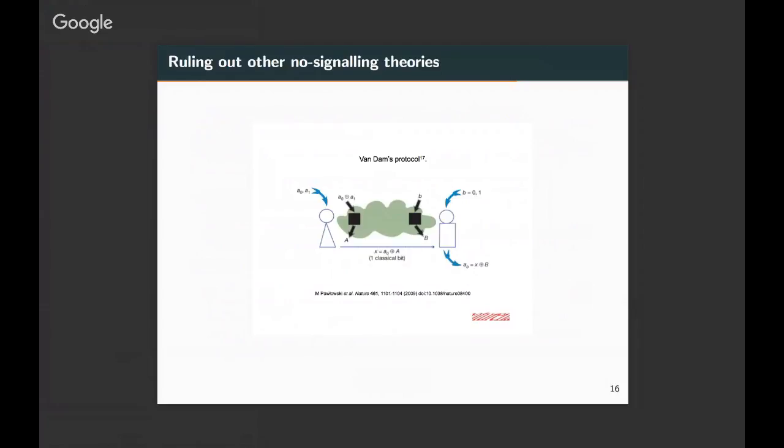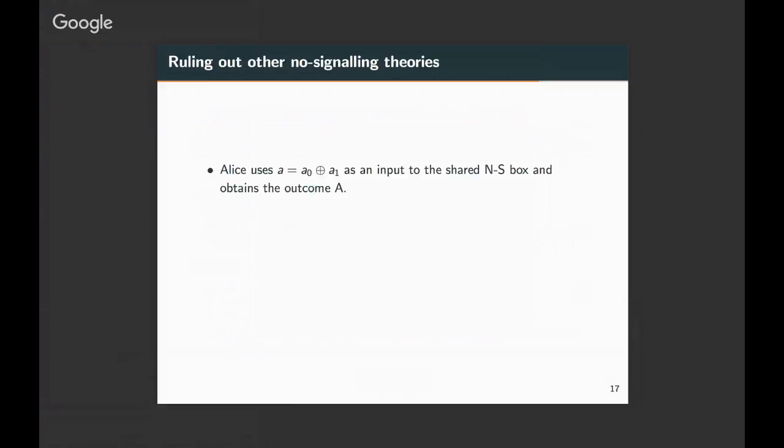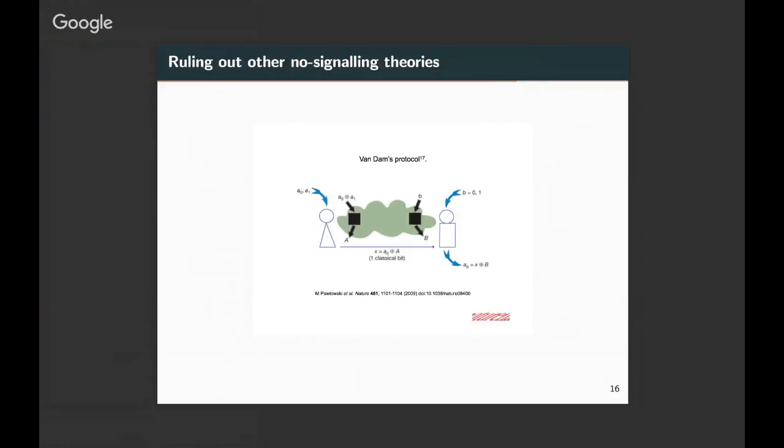Yeah. So Van Dam's protocol is used to solve this problem. What Alice does is use A0 plus A1 as an input to the shared no signaling box and obtain the outcome A. You can see in this box she puts A0 plus A1 and gets the output A. Then she uses this A to send her message. If she wants to send A0, she will XOR A0 with A and send it to Bob, or if A1, she will XOR A1 with A and send it to Bob.